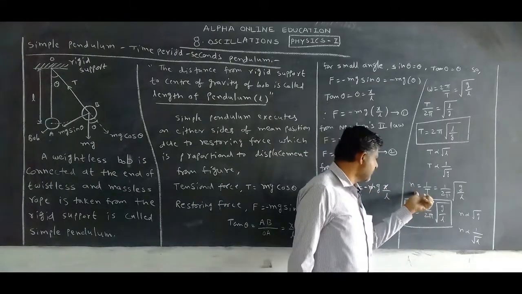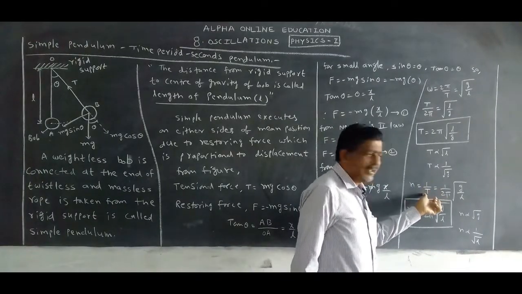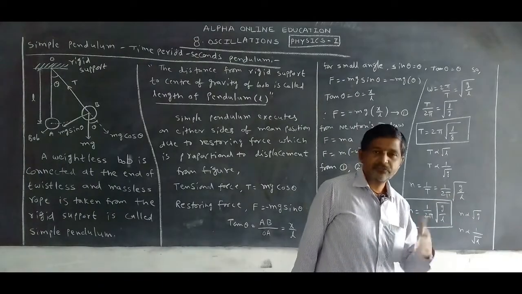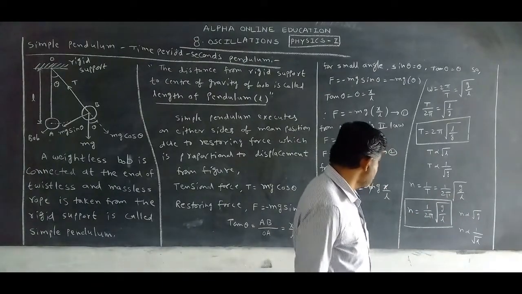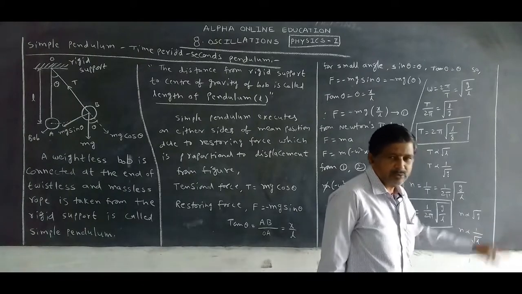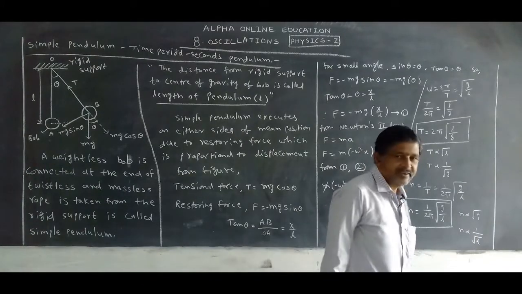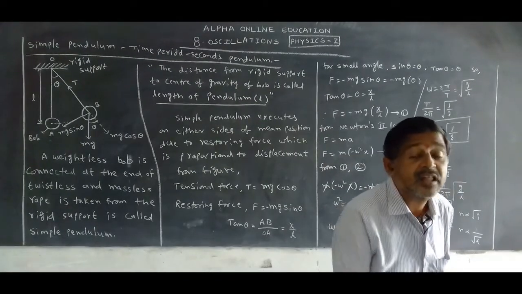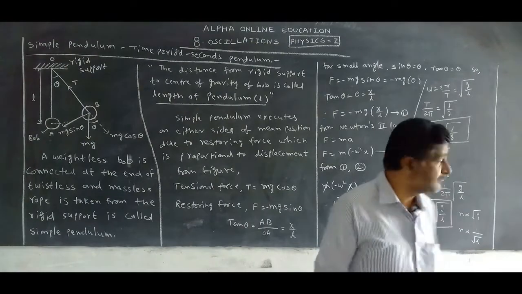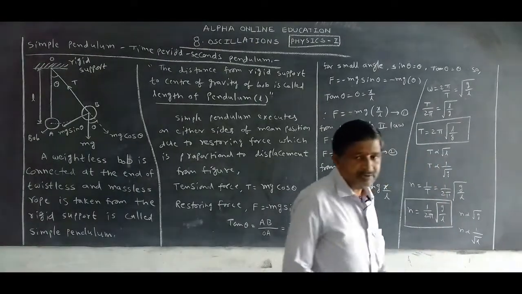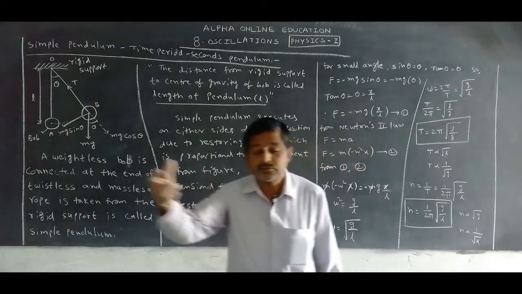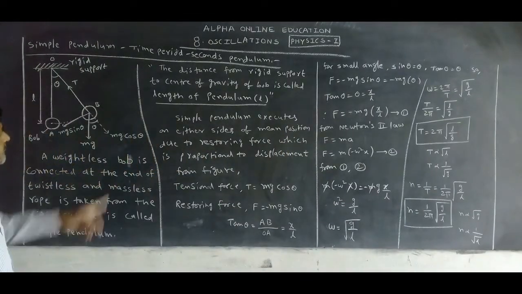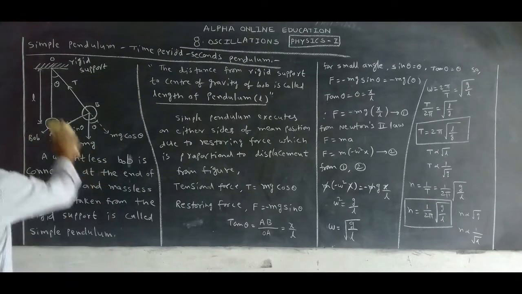And next, we know that n is equal to 1 by T. Substitute that, n is equal to root g by L, where n is the frequency. Now frequency is proportional to the square root of acceleration due to gravity, and frequency is inversely proportional to the square root of the length of the pendulum. These two are very important. Based on that, we have 2 marks questions. In the next class we will discuss that. Okay, is it clear?